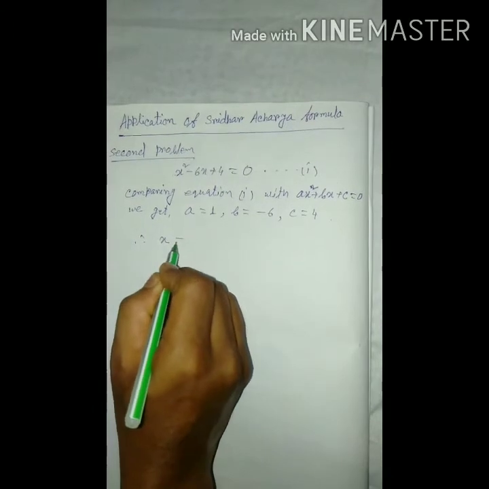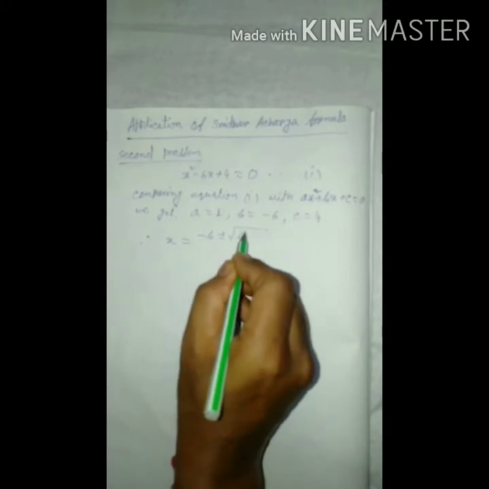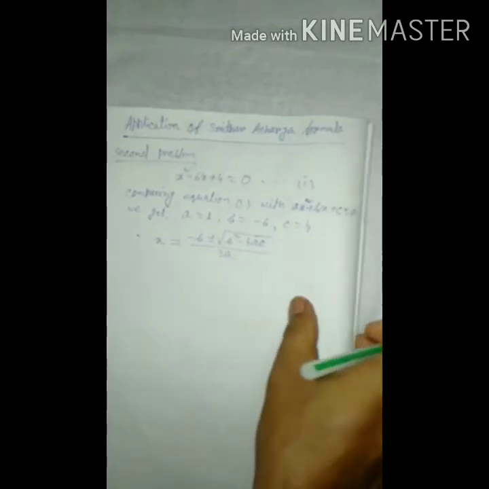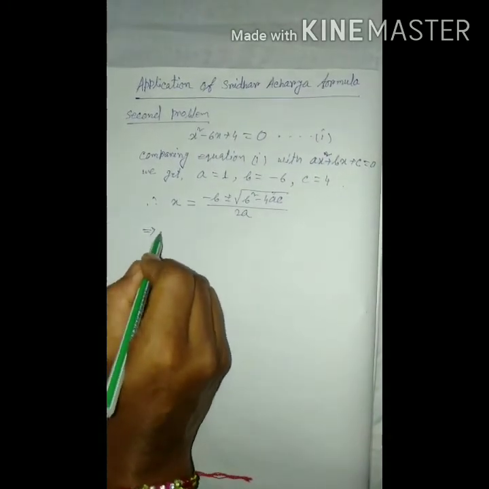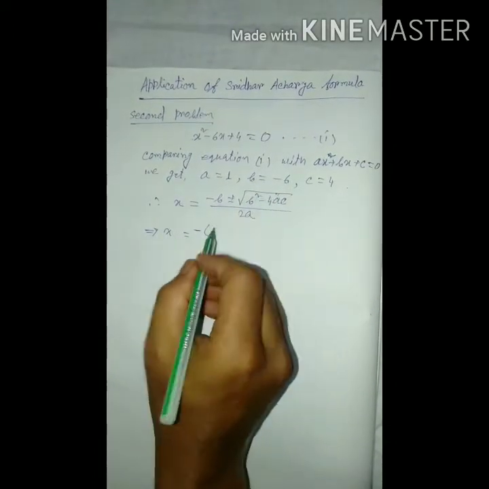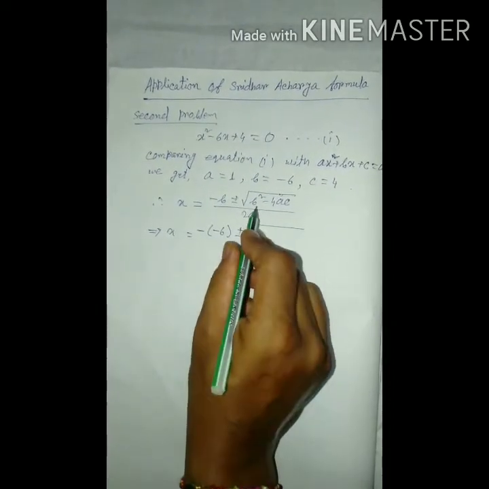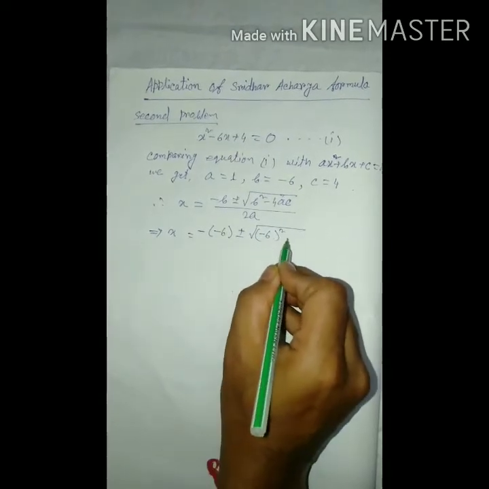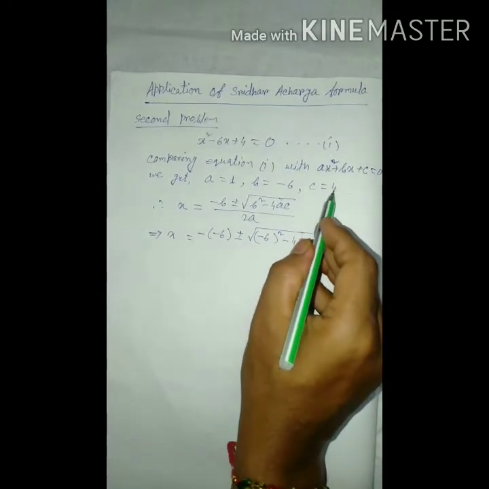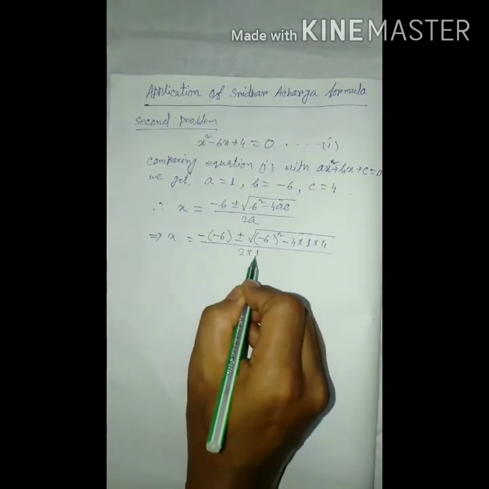Therefore, x is equal to minus b plus minus root b square minus 4ac by 2a. X is equal to minus value of b is minus 6, so write this, plus minus b square, that is minus 6 whole square, minus 4 into a, value of a is 1 and value of c is 4, by 2a, 2 into 1.